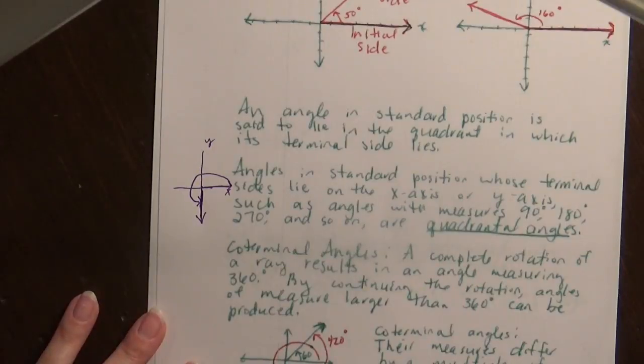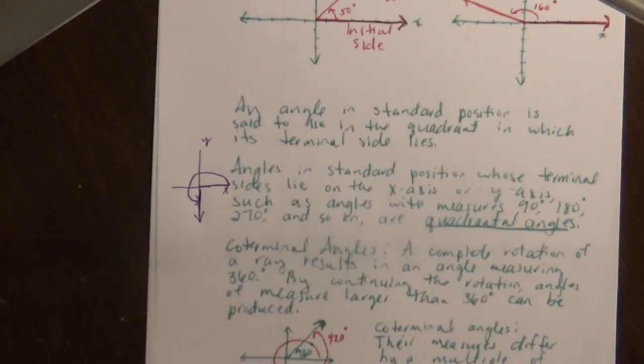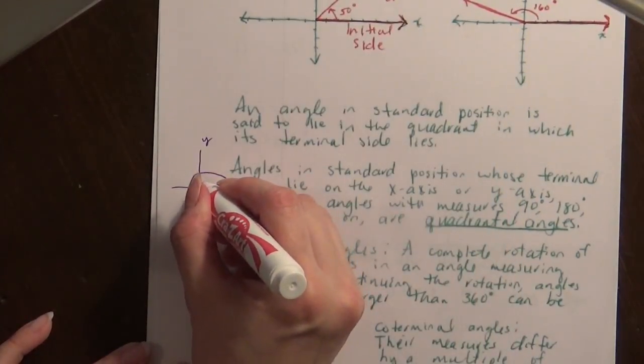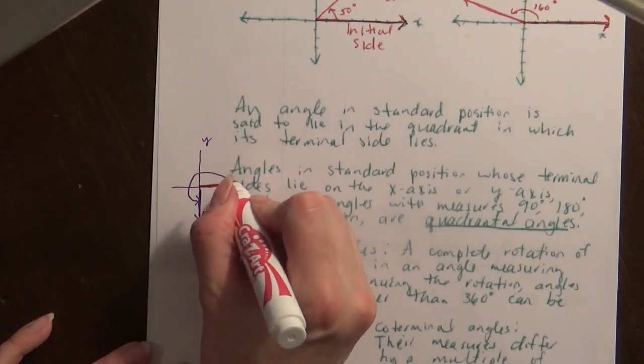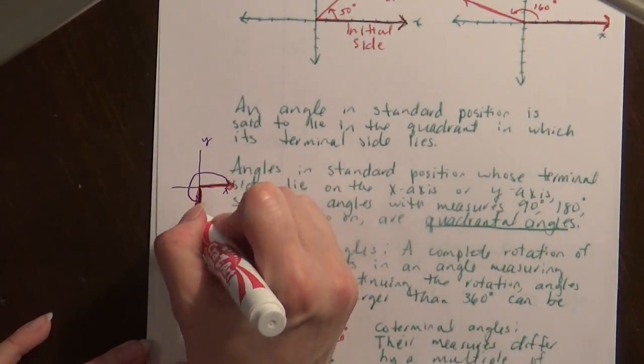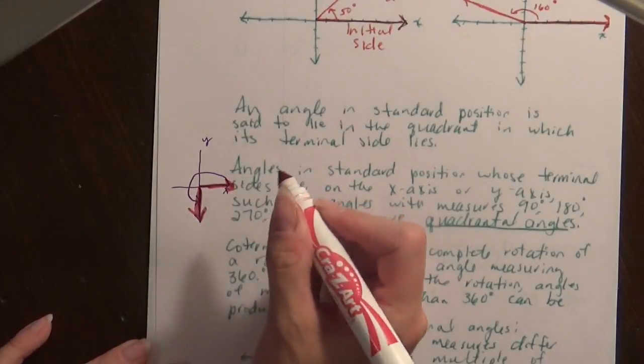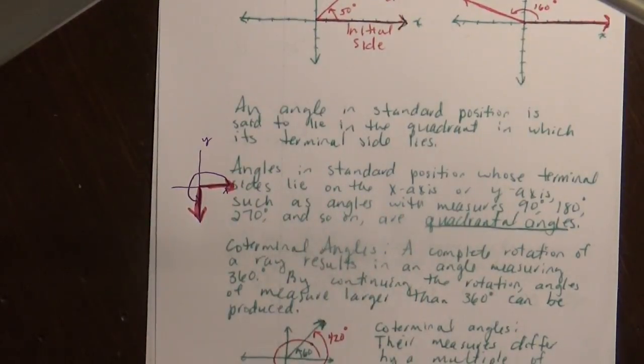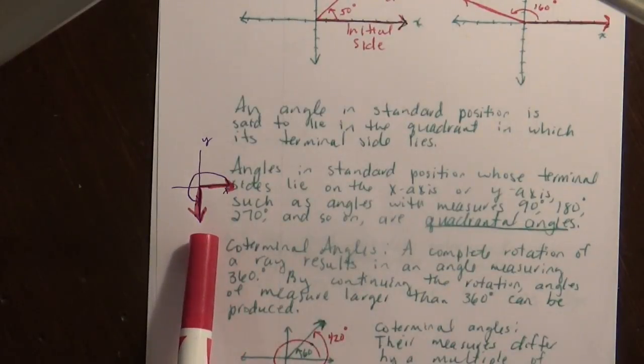So let me get another color. I'll try to do this with another color. So this is my angle. Got my little boy's magic marker here. Okay, so that's where my angle appears. That's an example of a quadrantal angle because its terminal side is on the y-axis.